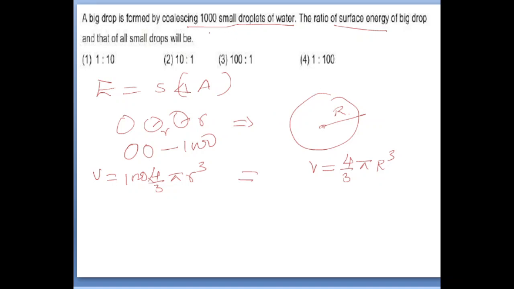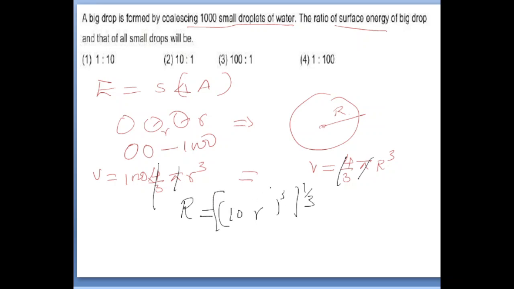When small drops make a big drop, or a big drop breaks into small drops, volume conservation is your starting point that it will always obey. So here 4 by 3 pi, 4 by 3 pi, you can cancel. You can take your R value, which you don't know. Capital R value is (10 r whole cube) whole power 1 by 3.